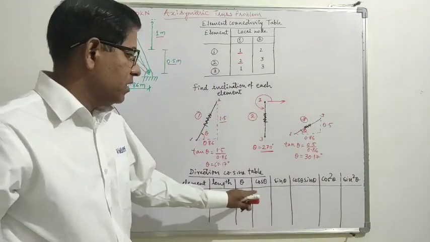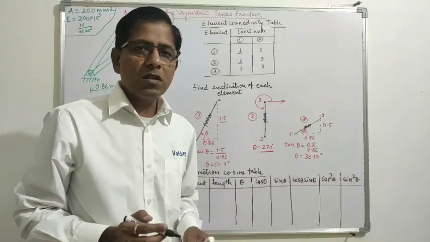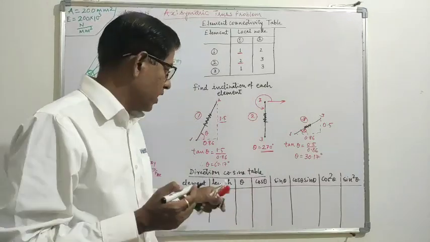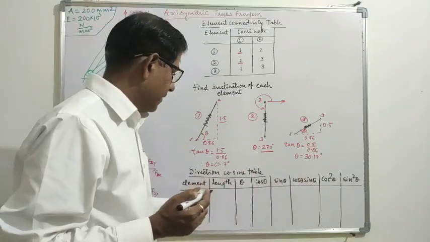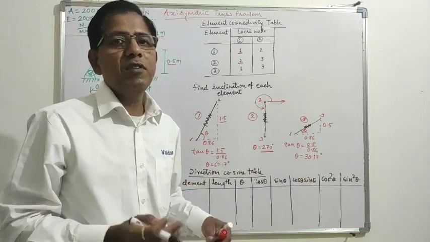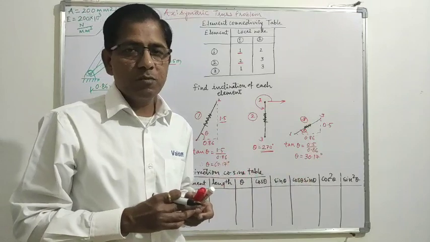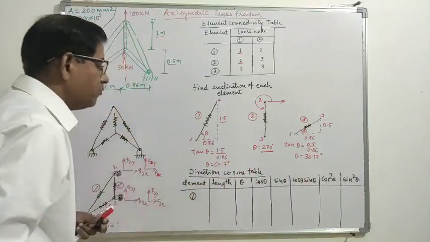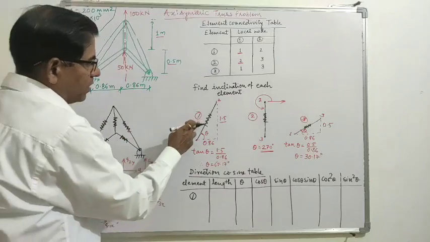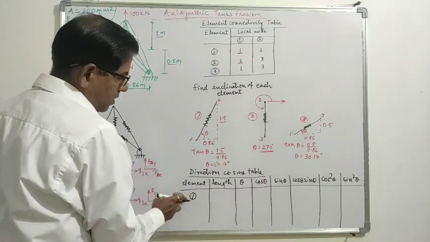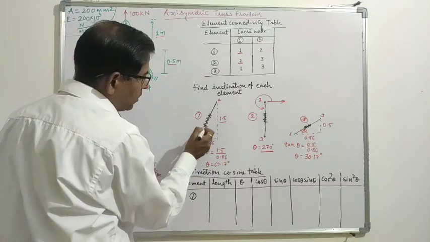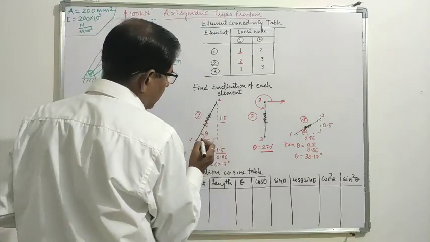Because we know that we require sin theta, cos theta functions in the element stiffness matrix, that is why we have completed the table first and then we calculate the element stiffness matrices. So element number 1. What is the length of element number 1? We can easily find out from this triangle.